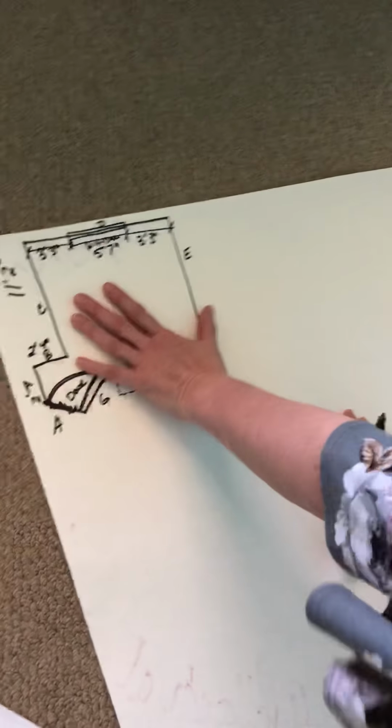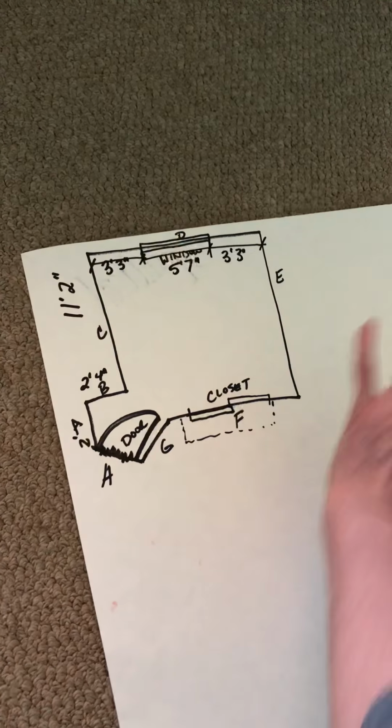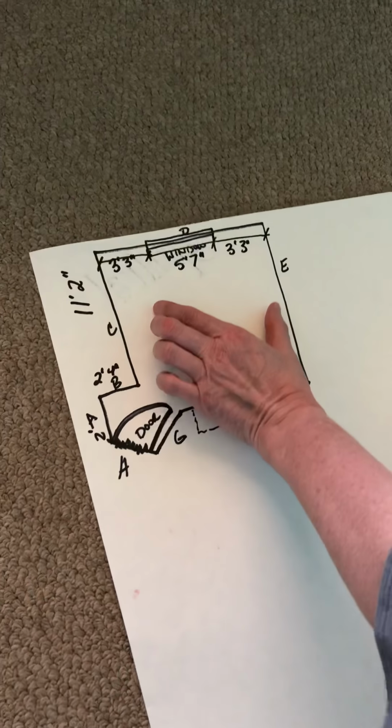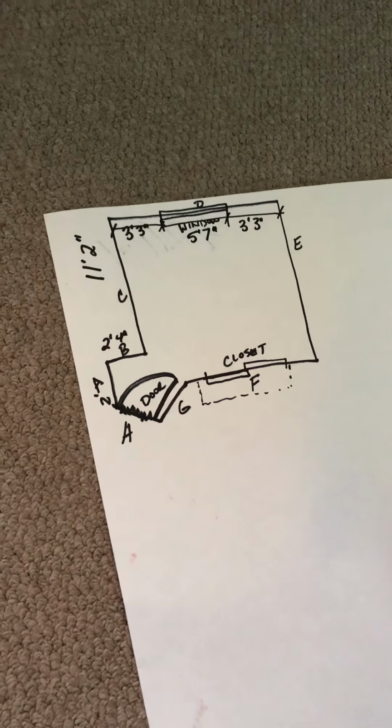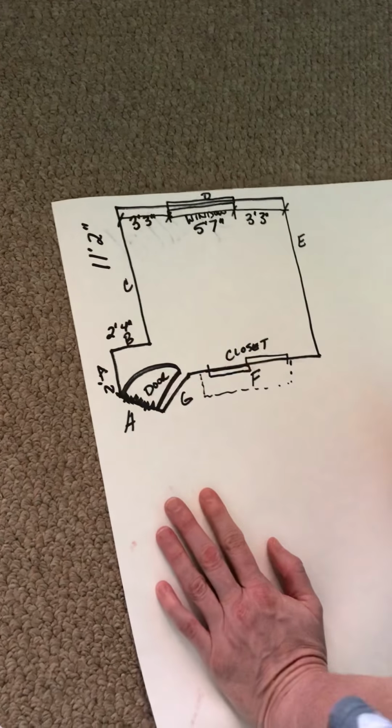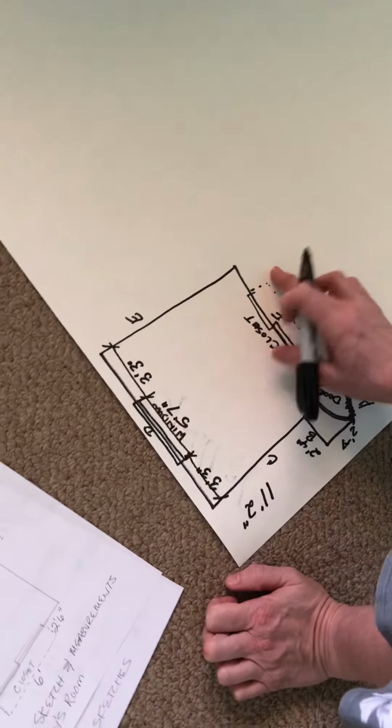Now remember, this is just a sketch. It doesn't have to be in scale. It doesn't have to be exact. This is just so you know the measurements so that when you actually draw it the next time, it can be perfect. But right now, this does not have to look perfect. This wall has nothing on it.